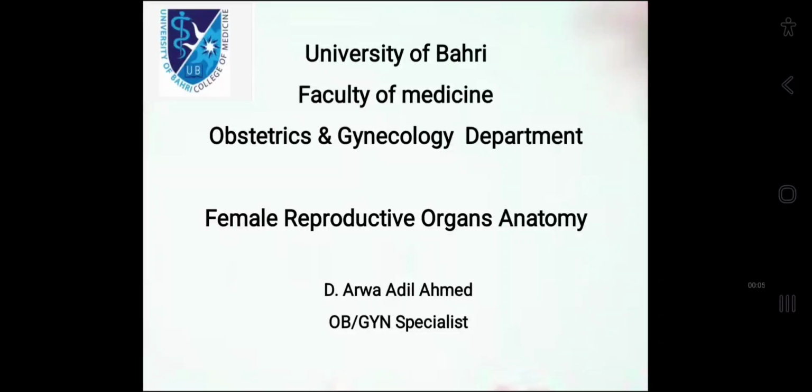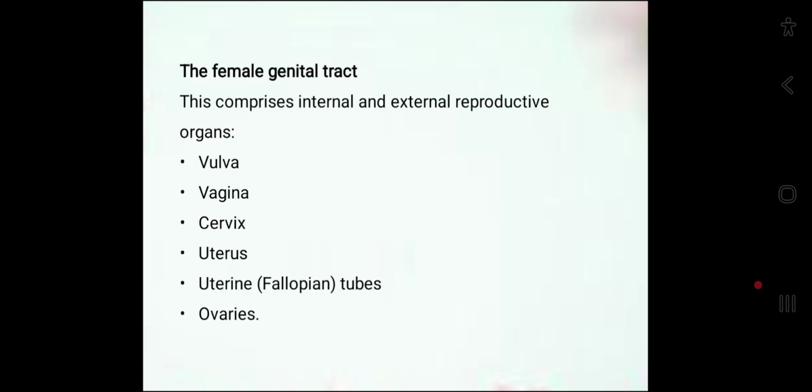In this lecture, we'll talk about the anatomy of female reproductive organs. The female genital tract is composed of internal and external reproductive organs. The external organs are called the vulva, while the internal reproductive organs contain the vagina, cervix, uterus, uterine or fallopian tubes, and ovaries.